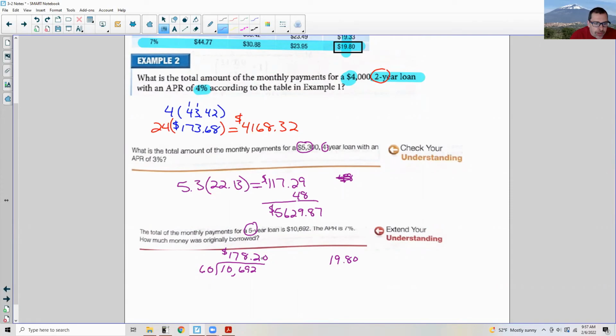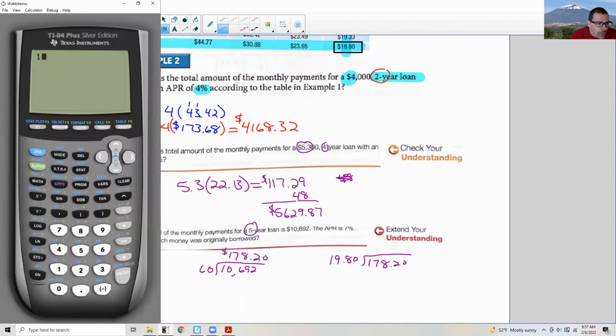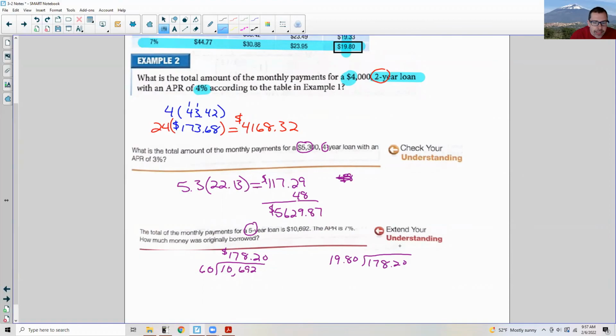So we're paying $178.20 per month. If I take that $178.20 and divide it by $19.80, that is going to give us 9. Okay, so we borrowed $9,000.